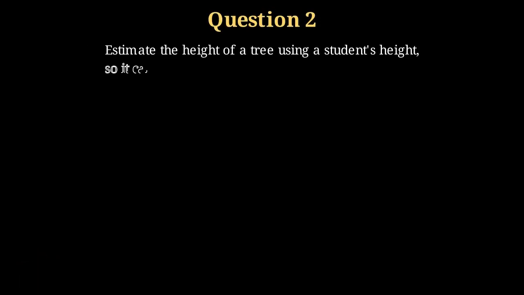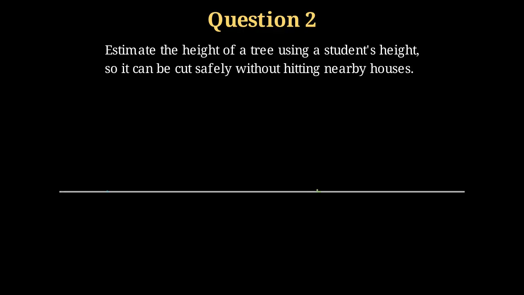Let's look at question 2. Students want to safely cut a tree, and they can estimate its height using the height of one student. The trick is to use shadows and similar triangles. Measure the student's height and the length of the student's shadow. At the same time, measure the length of the tree's shadow. The sun makes the same angle for both, so the two triangles are similar.